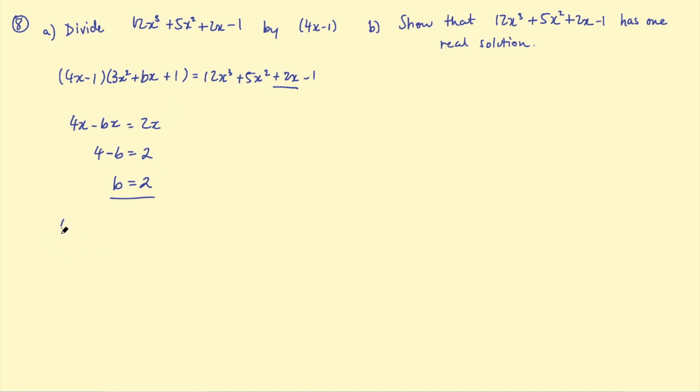So just to finish off, let's write that out. Okay, so you can see I sort of solved that just by inspection, just by looking at the terms and seeing what they must be.